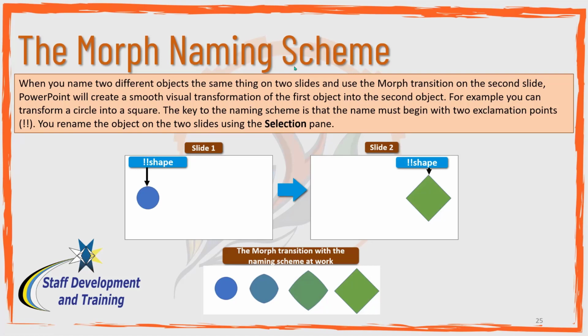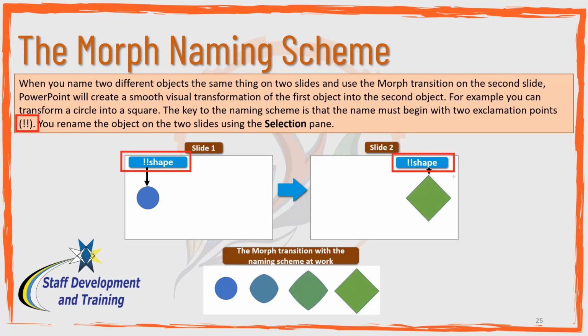Most likely it'll give you a default name, but you can select the name of the object and give it a name. The important thing is that the names have to be exactly identical. There cannot be any spacing in the name. It's got to be one name. And above all, you're going to have to put two exclamation points in front of the name, because with the two exclamation points, Microsoft will recognize it.